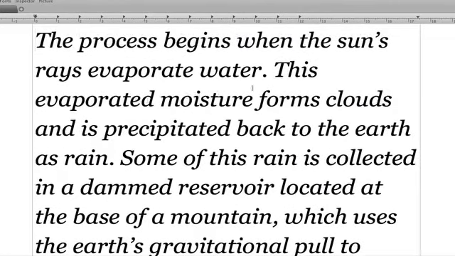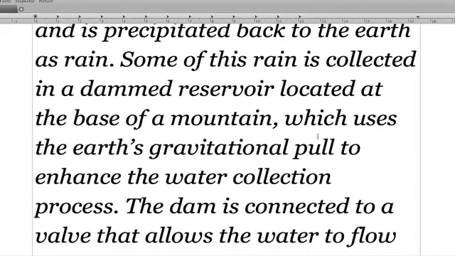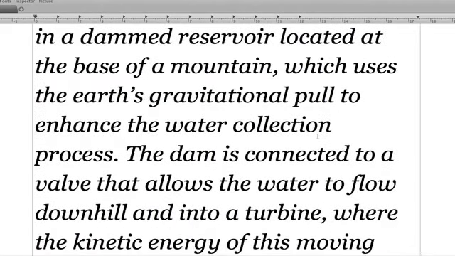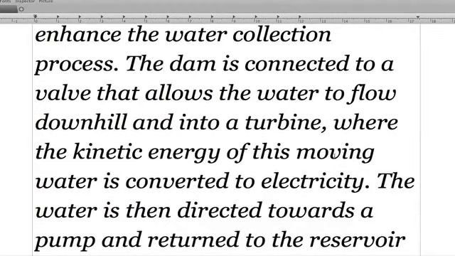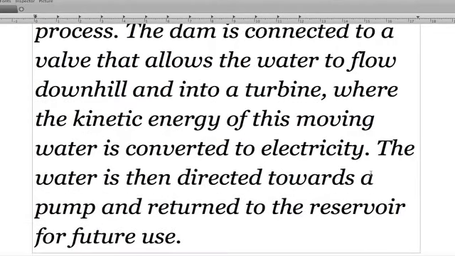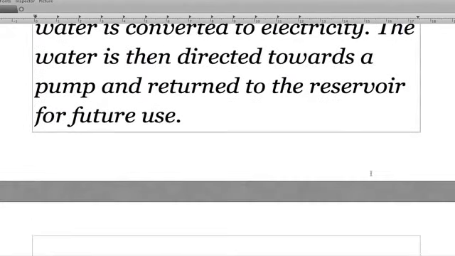So the process begins when the sun's rays evaporate water. This evaporated moisture forms clouds and is precipitated back to the earth as rain. Some of this rain is collected in a dammed reservoir located at the base of a mountain, which uses the earth's gravitational pull to enhance the water collection process. The dam is connected to a valve that allows the water to flow downhill and into a turbine, where the kinetic energy of this moving water is converted to electricity. The water is then directed towards a pump and returned to the reservoir for future use.